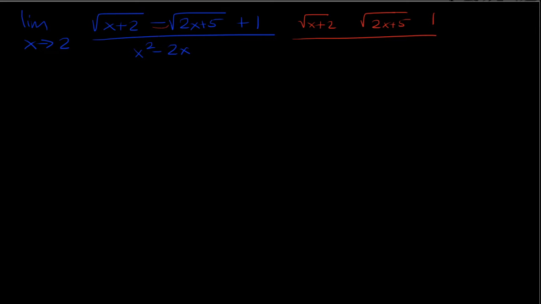So the ones I'm going to choose are the negative will turn into a positive, and the positive is going to turn into a negative. Okay, so we kept the sign for square root of x plus 2 the same, and we changed the other two signs. So let's apply that to the bottom. Okay, now I'm going to multiply these.